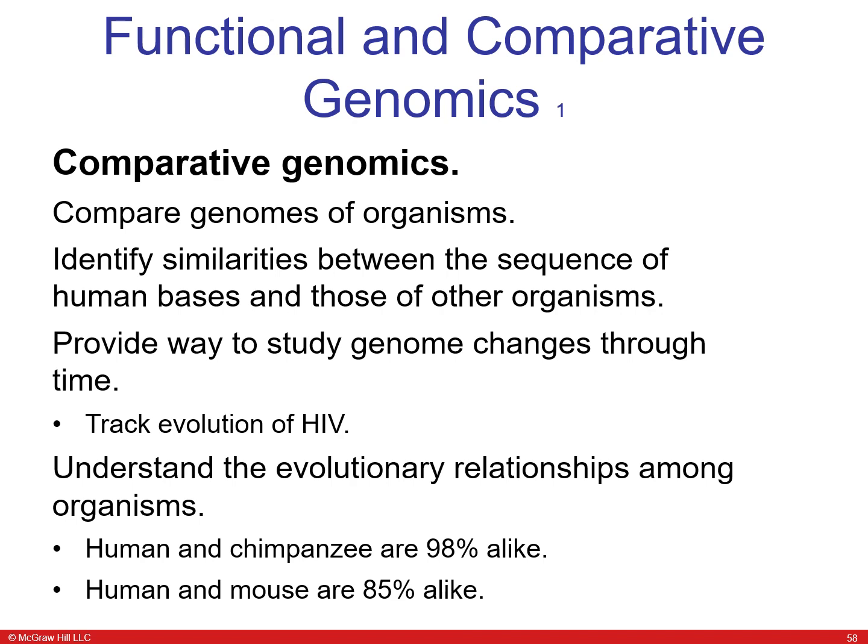So we have the area of comparative genomics, where we compare genomes of different organisms and look for similarities. And we can see the way genomes change through time. For example, tracking the evolution of the HIV virus, and we can understand the evolutionary relationships among organisms. For example, human and chimpanzee DNA are 98% identical, and human and mouse are 85% identical.